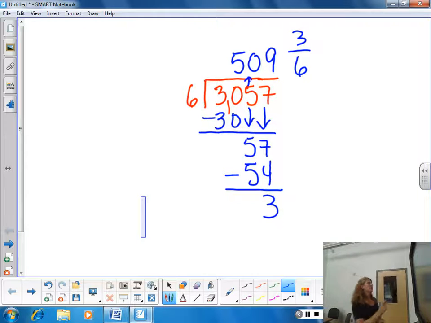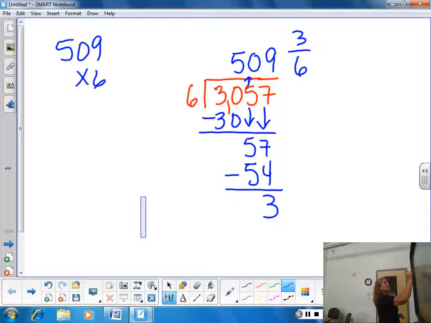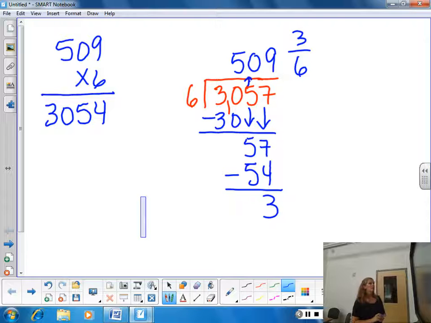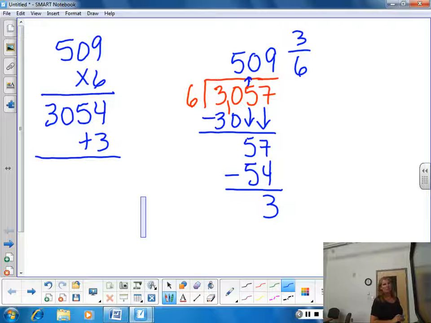The check is 509 times 6, and then add your remainder. Quotient times divisor plus remainder.